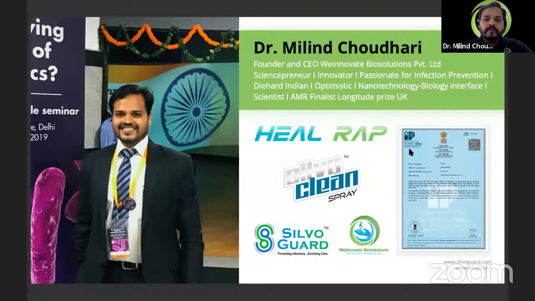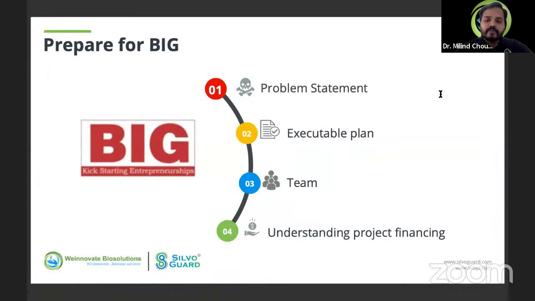I think Pallavi has already given my introduction, so I'll skip that portion and come directly to the most important aspects. When you are planning to apply for BIG, what are the most important things that you need to put under your belt so that BIG comes very easily to you?